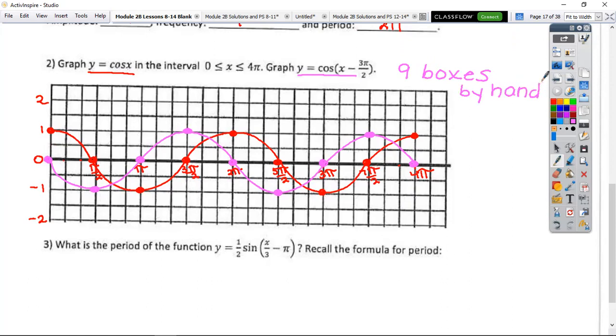So now I just summarized this. So this one here, both of them have amplitude equal to 1. Frequency equal to 1. And the periods were both 2 pi still. Okay. Because this was minus, this would have been a phase shift to the right by 3 pi over 2 units.